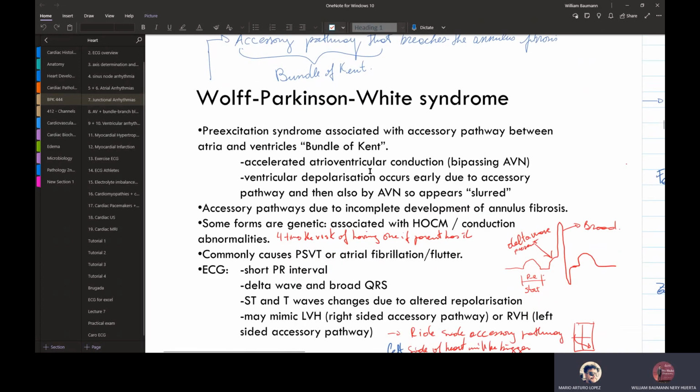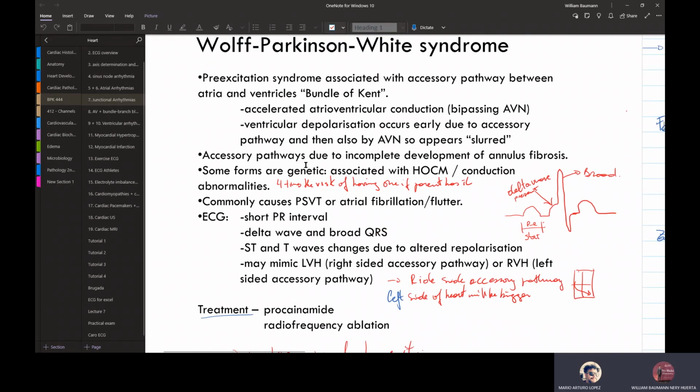And so this is going to bypass the AV node from the atria straight to the ventricle. The way it's going to be represented in the ECG is with a delta wave presentation. That is just the little mountain that goes from between the PR interval and jumps into the QRS. You're going to have a broad QRS complex. That is also going to be characteristic.